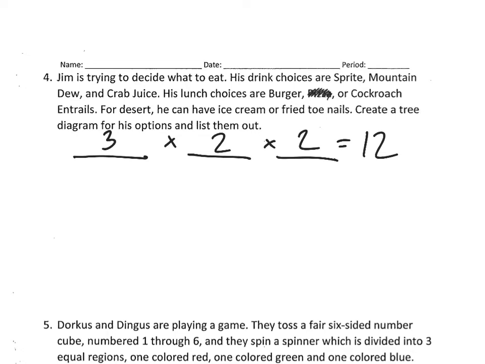I'm going to help you out a little bit with this tree diagram. His first choice that he has to make is he's got to decide between Sprite, Mountain Dew, and crab juice. So we've got Sprite, Mountain Dew, crab juice. Lunch choices, this is why I simplified it a little bit, because this branches out real fast. We've got burger and cockroach entrails.